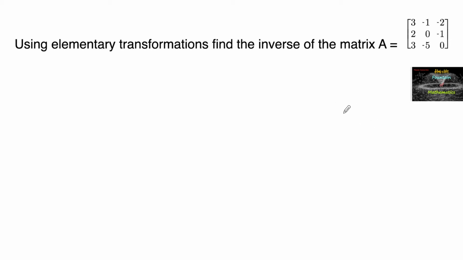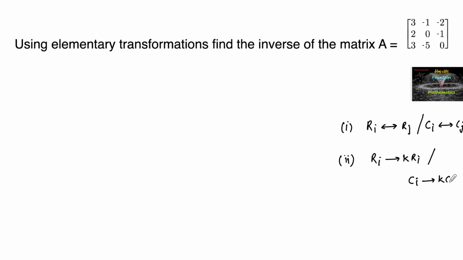So we have 6 transformations, 6 operations, 3 on rows and 3 on columns. First one, Ri to Rj, or we can write Ci to Cj. That is interchanging of any 2 rows or columns. That's the first operation. And the second operation, Ri to k times of Ri, or Ci to k times of Ci.